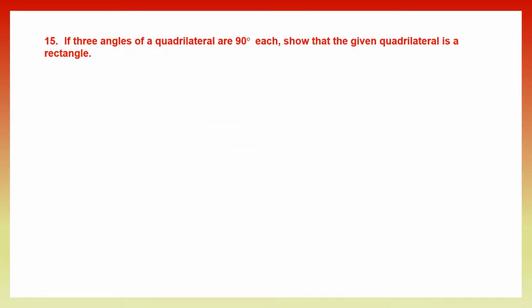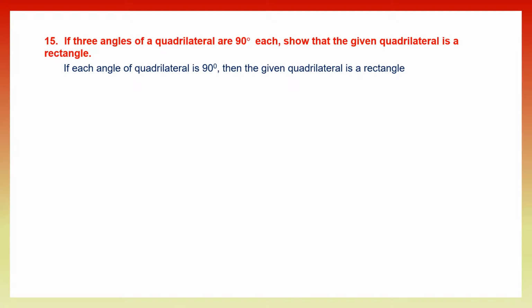Question 15. If three angles of a quadrilateral are 90 degrees each, show that the given quadrilateral is a rectangle. Now here three angles are given and we have to show that this quadrilateral is a rectangle. That is possible only if each angle of the quadrilateral is 90 degrees. All four should be 90 degrees. Then we can say that the given quadrilateral is a rectangle. Now let's prove that.